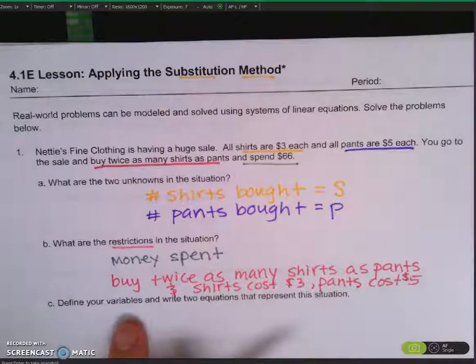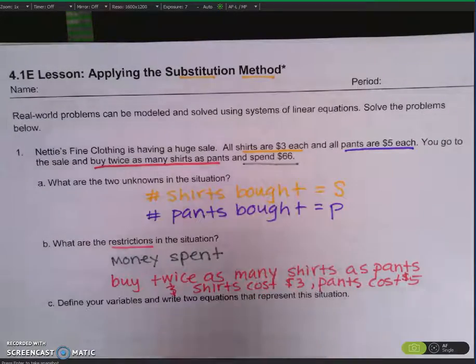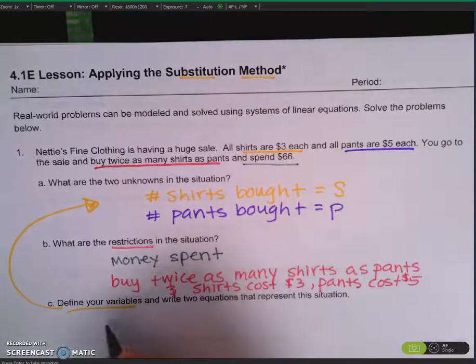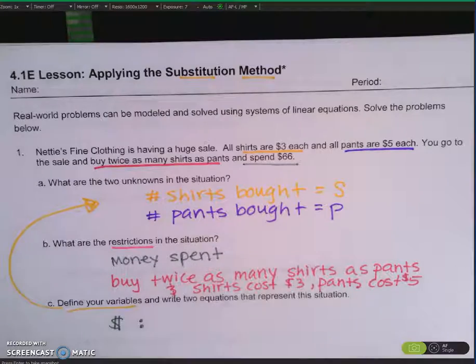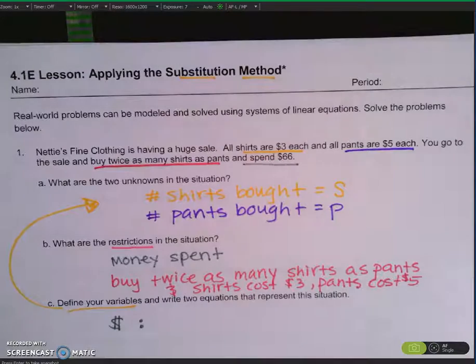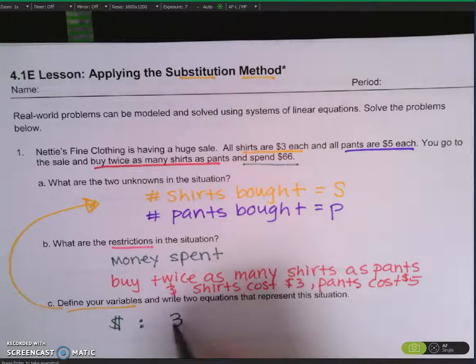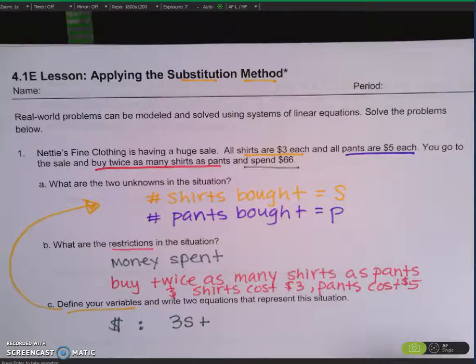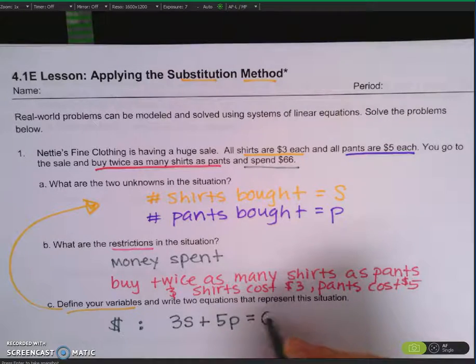So now that we've defined our variables, just write an arrow. We're going to write two equations that represent this situation. So money spent. If I buy S shirts and shirts are $3 each, how much money did I spend on shirts? Oh, 3 times S. Plus, if pants are $5 each and I bought P of them, how much money did I spend on pants? 5P. Equals, since I only bought shirts and pants, if I add those together, the total amount of money spent.